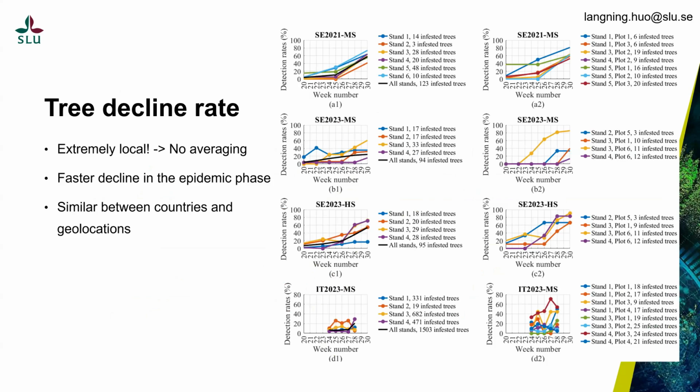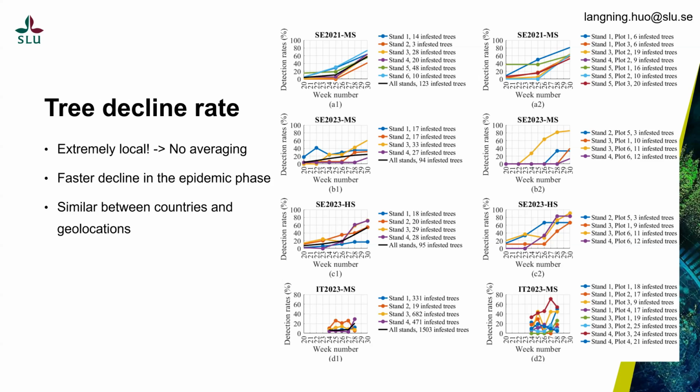And the main thing we want to highlight here is that this tree decline rate is extremely local. These are the cases when we calculate the average, and we see the mid-week 25, that's the most critical time for early detection. After averaging, it's about a 10% detection rate. So we draw the conclusion that early detection is not possible if you average.